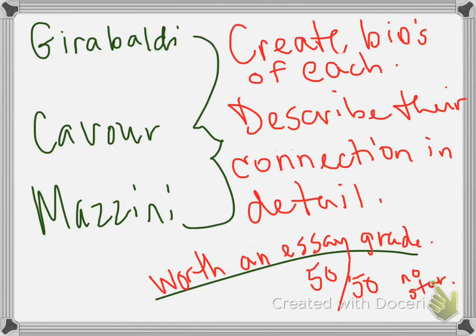Now, there are three characters really that play prominent roles in this Italian unification. One is Giuseppe Garibaldi, the next is Count Camillo Cavour, and the last is Giuseppe Mazzini. What I'd like to see you do is create a bio of each one, and then describe their connection in detail. The way this should be done is maybe on just one sheet of paper, with a paragraph for each. You have a paragraph that's the bio of Garibaldi, a paragraph that's the bio of Cavour, and a paragraph that's a bio of Mazzini. And then, in a separate paragraph, you describe their connection in detail. Now, this is worth an essay grade. That's 50 out of 50, but you're not going to receive a star.